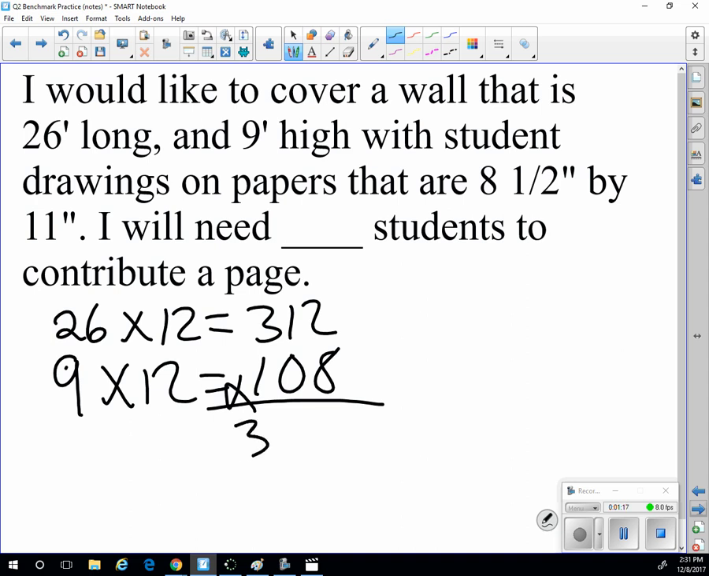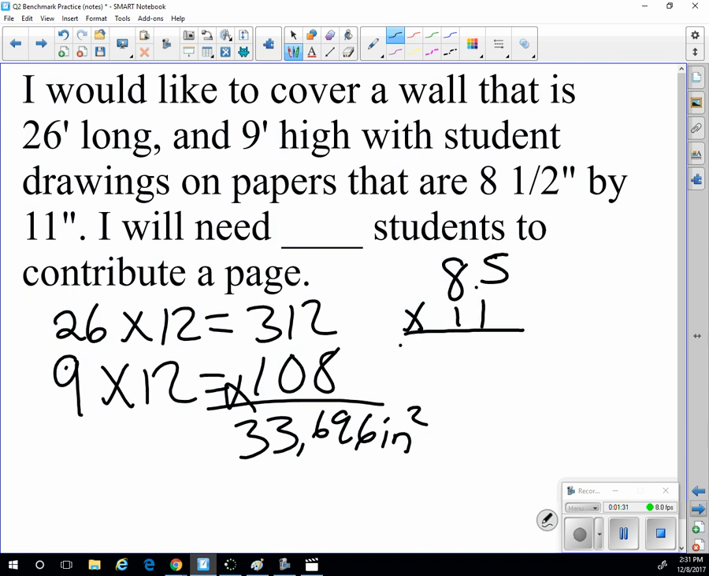So if I multiply those to find out how many square inches we have, calculator says that is 33,696 square inches. Well, how many square inches does a page cover? Well, that's 8.5 times 11 square inches on each page. And that is 93.5 square inches.